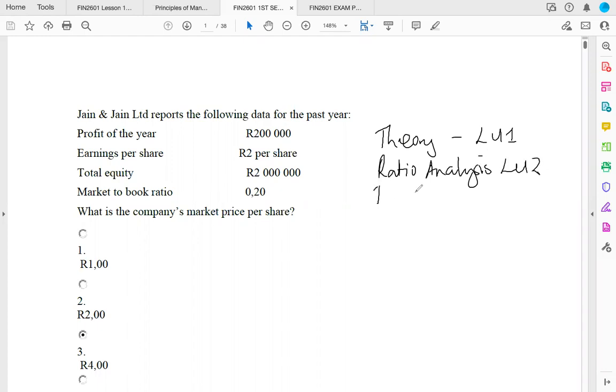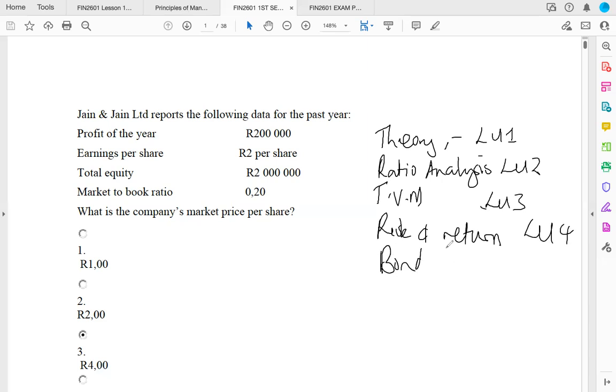And then there's time value of money, which I think is covered in learning unit 3, right? Then we also have risk and return. Risk and return is covered in learning unit 4. And then I think we have bond valuation, which is covered in learning unit 5. And then lastly, we have share valuation. So I think these are the learning units in this module.